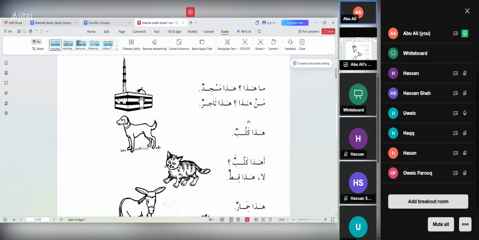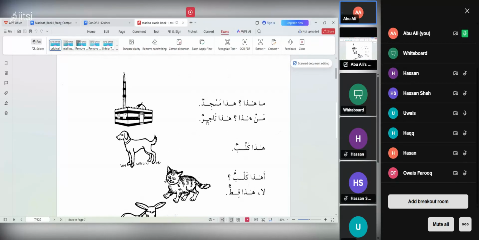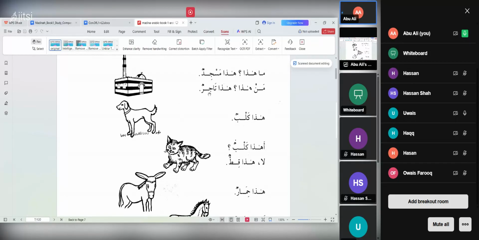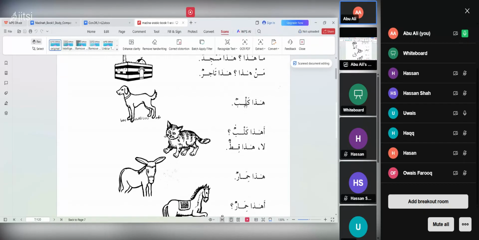If you go back. ما هذا؟ هذا مسجد. This is a mosque. من هذا؟ هذا تاجر. تاجر means merchant. So like a fabrics merchant would be تاجر قماش. هذا كلب. This is a dog. هذا كلب. Is this a dog?